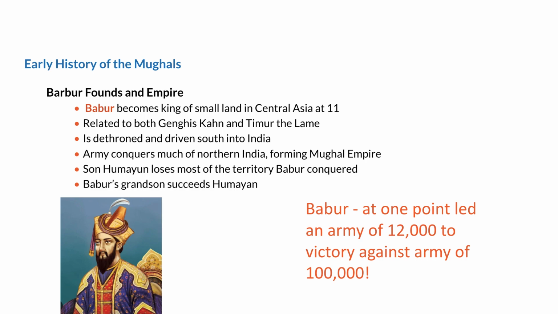11. He's dethroned and driven into India. So dethroned means he's kicked out. When you're kicked out, you're angry. I don't want to be kicked out. So his army conquers much of northern India, forming the Mughal Empire in India. His son loses most of the territory that Babur conquered. Babur's grandson succeeds them. So it's a family tradition. That's how these men come to power.